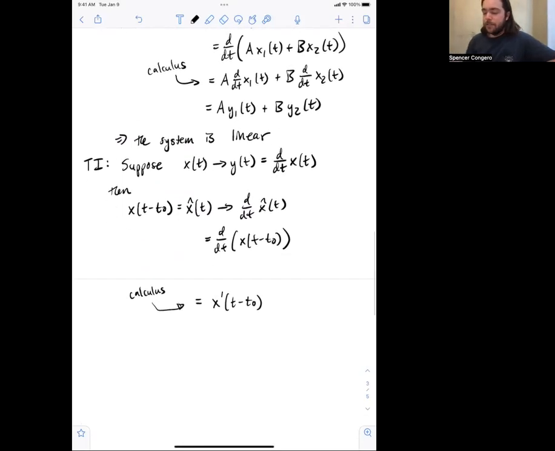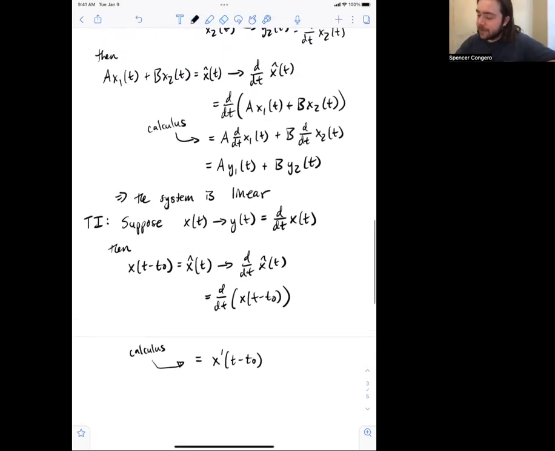Okay. So the derivative of a shifted function is just the derivative of that function shifted by the same amount, is all I'm saying. Okay, make sure that makes sense. And now what can we conclude? Well, we can conclude, hey, wait a second, y of t is the derivative of x. This is just x prime of t.